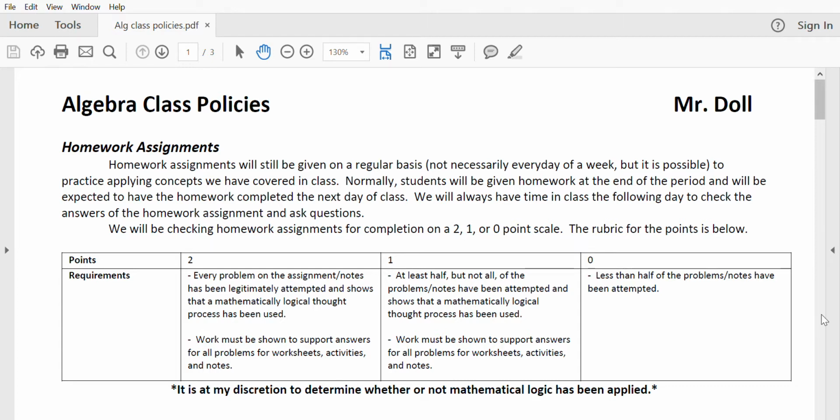So I'm just going to walk us through. I'm not going to read this word for word, but just walk you through the important aspects of these different policies and some rules here so that you can really understand what we're doing. So first of all, let's talk about homework.